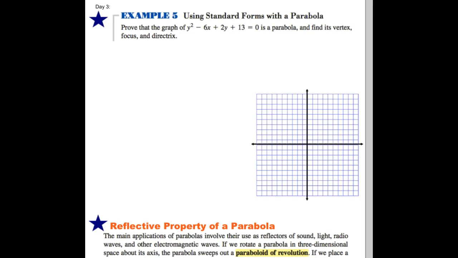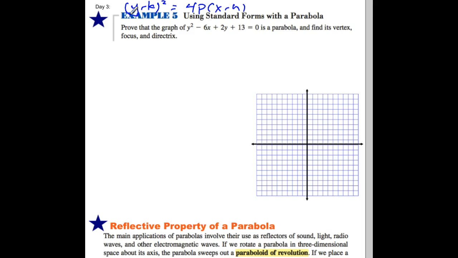So the idea here is, since it's y squared, we want it to look like y minus k squared equals 4p times x minus h, right? That's the format we know how to work with. So we want to get it to look like that. To do that, we're going to have to complete the square. So your first step is, whichever variable is squared, get all of the terms on one side that deal with that squared. So in this case, we have a y squared. We're going to put anything that has a y on the left side, and all of our x's and constants are going to go on the right.